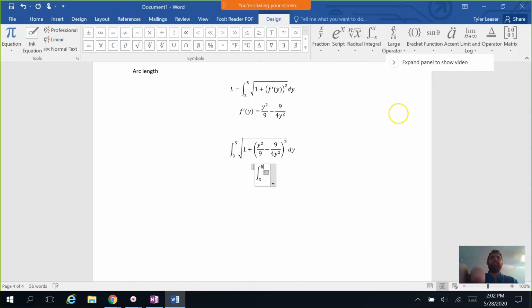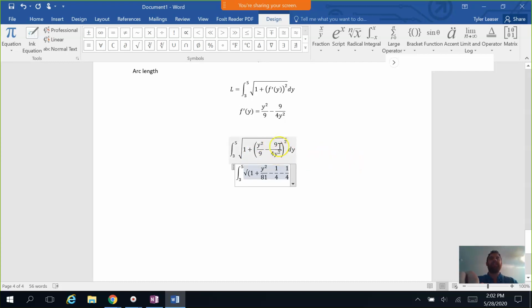Still going from 3 to 5. We'll go ahead and square that off. We're just going to FOIL that all together. So y squared over 9 times y squared over 9 is y squared over 81. When we multiply these two things together for the inner and the outer, the y squared cancels out top and bottom. The 9 cancels out top and bottom. We're going to have a negative 1/4 for the outer and a negative 1/4 for the inner.